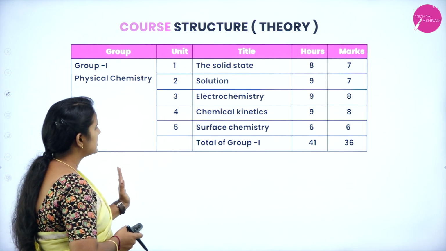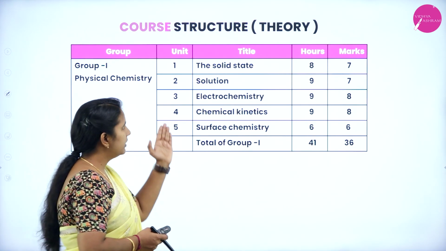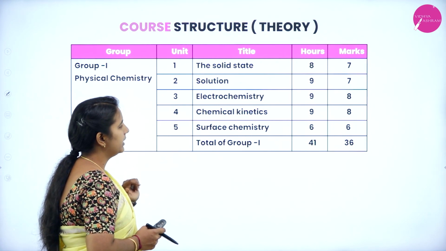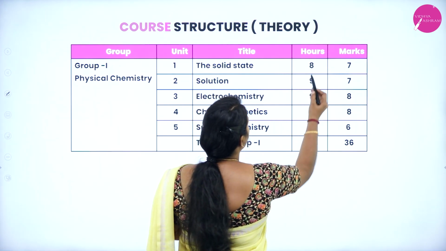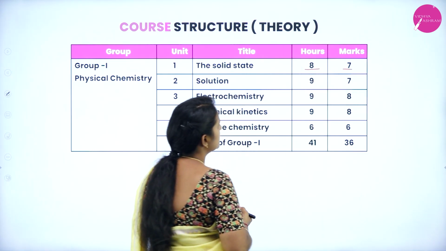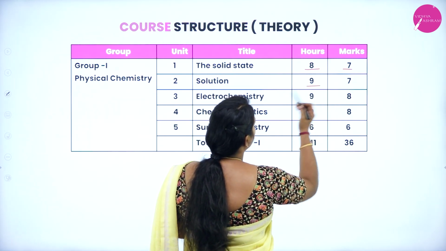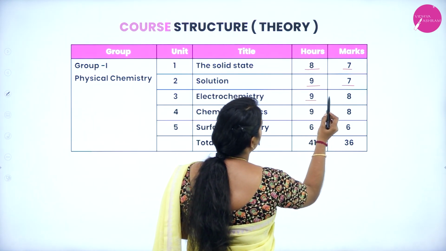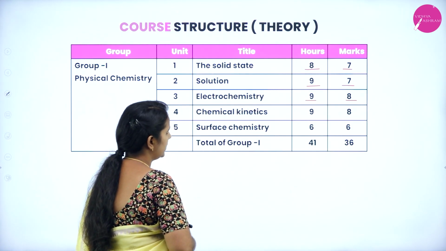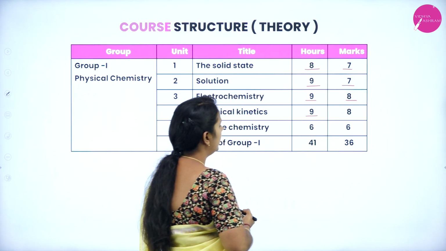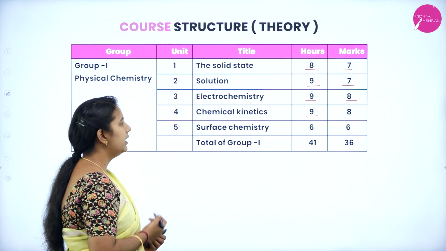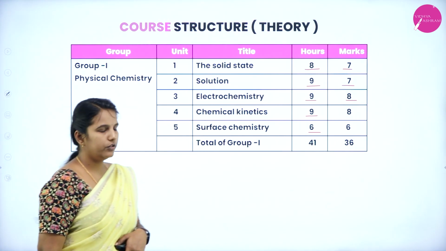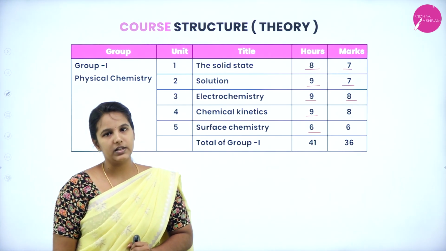So in physical chemistry, as I have said, there will be 5 chapters: solid state, solutions, electrochemistry, chemical kinetics and surface chemistry. For solid state, we can expect 8 hours and the marks distribution is 7. For the solutions chapter, 9 hours will be given and the total marks will be 7. For electrochemistry, it is again 9 hours and 8 marks will be expected from this unit. In chemical kinetics, again 9 hours will be allotted and 8 marks can be expected. In surface chemistry, the allotted time is 6 hours and we can expect 6 marks.